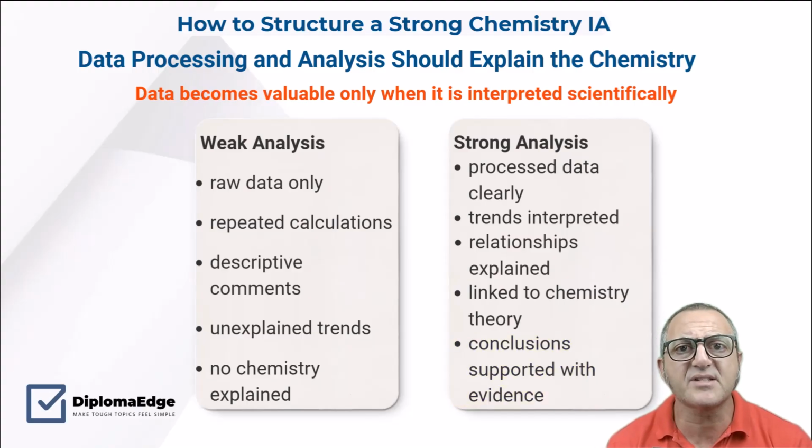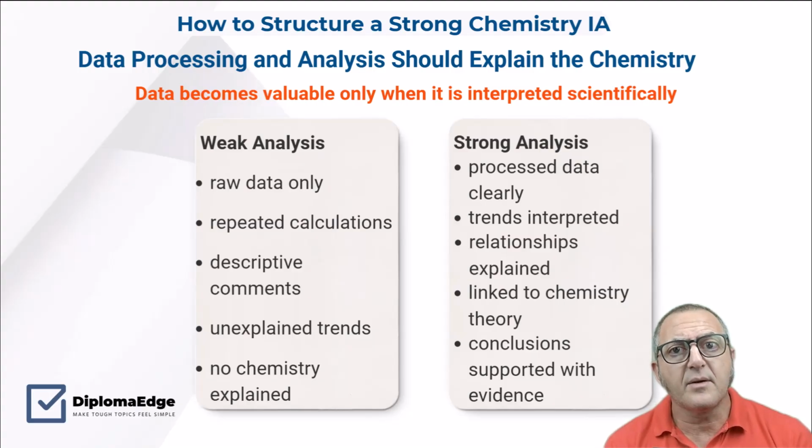So saying things, for example, like "the graph increases as concentration increases" is not specific enough. You should be saying things like increasing the concentration increases the collision frequency, and this produces a faster rate of reaction. The analysis is not just presenting the calculations and the graphs. A strong analysis explains scientifically what's happening in those graphs. So a graph without an interpretation has limited scientific value, to be honest.